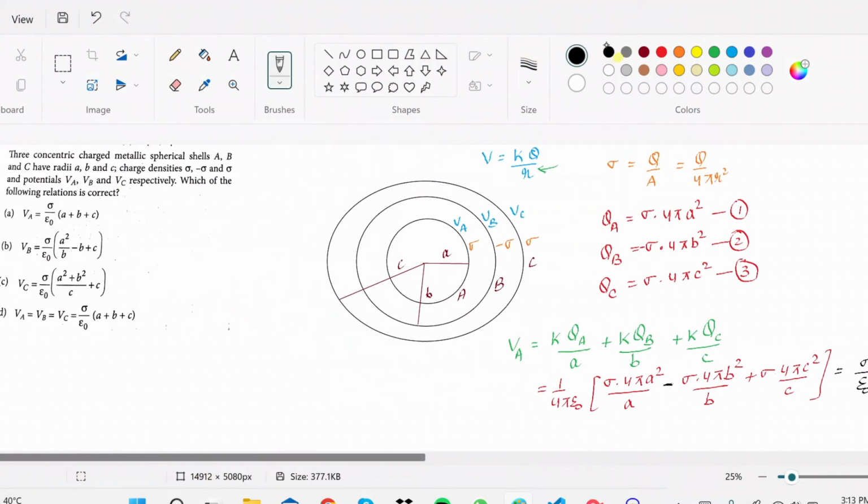Let's keep it there. Is there any option like this? No, there is no option. So the first option goes wrong. This is not true. Let's move ahead and see what the potential due to B is.